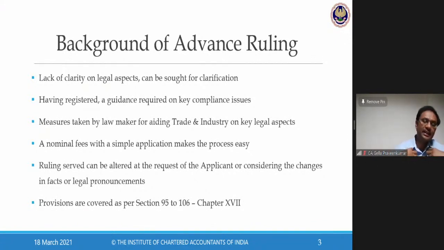How do I understand my nature of business? When I do a particular supply, how do I classify it? Is it a classification of goods or is it a classification of services? Assuming it is a classification of goods, how do I classify those goods?